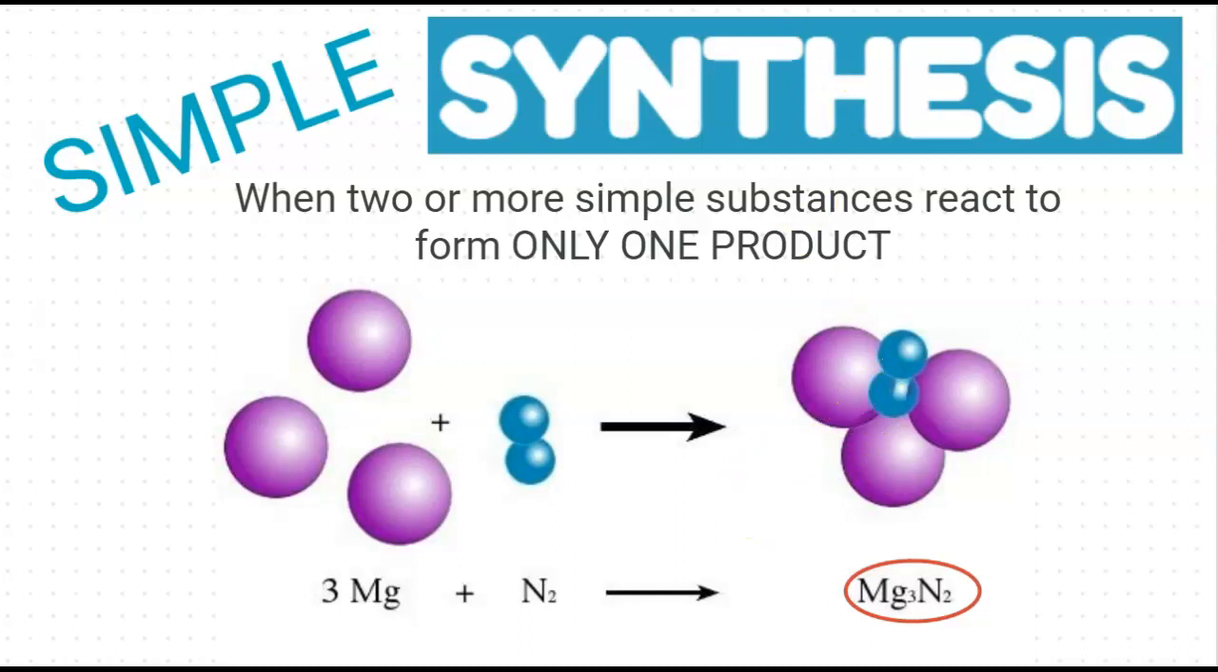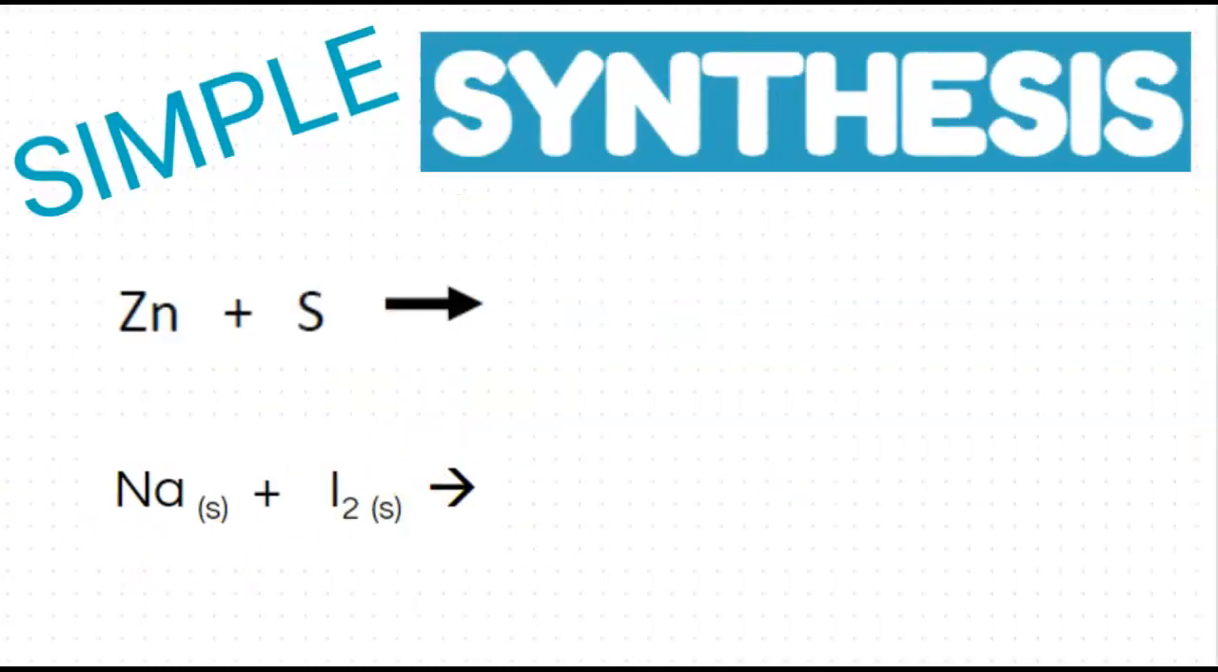Okay, so let's look at an example. In this example, I've got zinc and I have sulfur. So I know that this has to be a simple synthesis. So I look up my charges for these two elements.